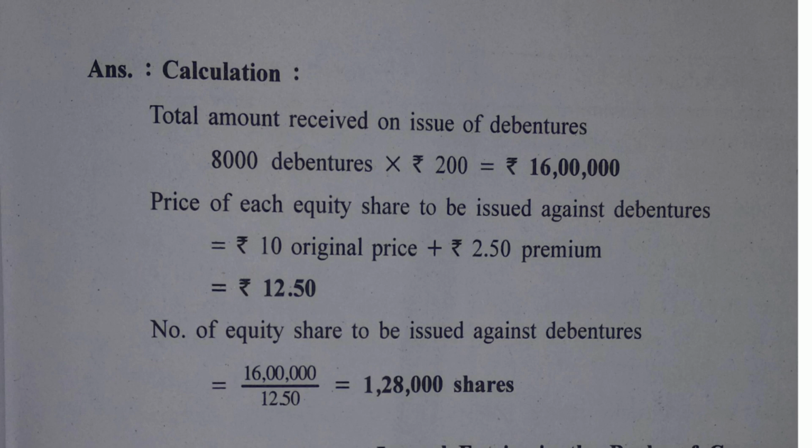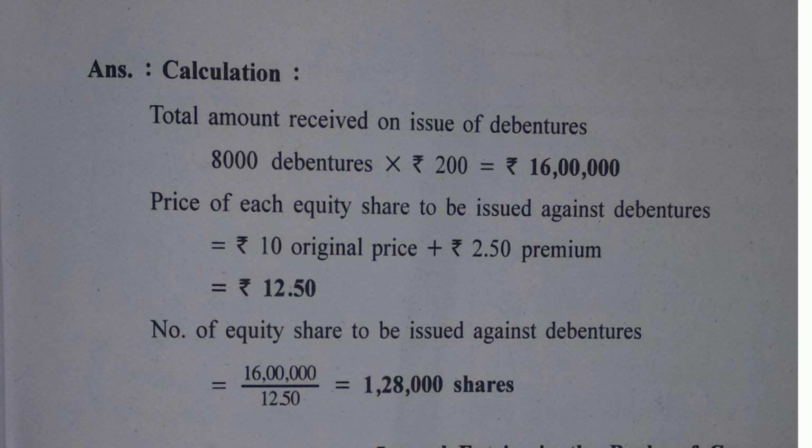Now, a debenture is a liability. That simply means that whenever the amount of debentures is returned, yes, 16 lakh rupees are to be returned. Simple calculation. But instead of that, these debentures will be converted into equity shares instead of the payment. So the number of equity shares should be equal to the amount of 16 lakh.